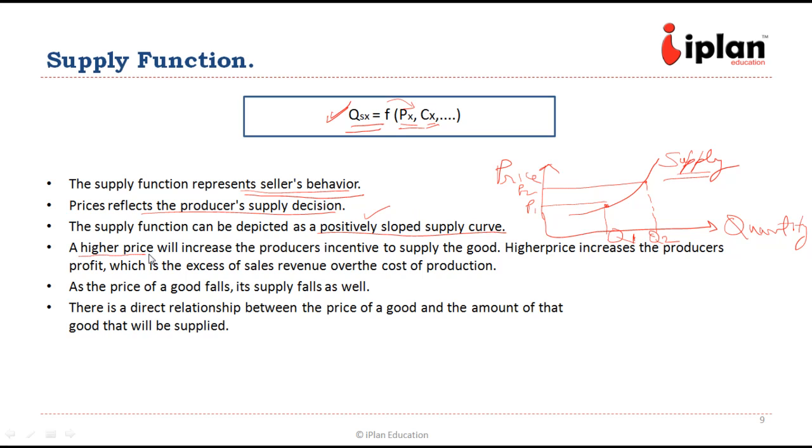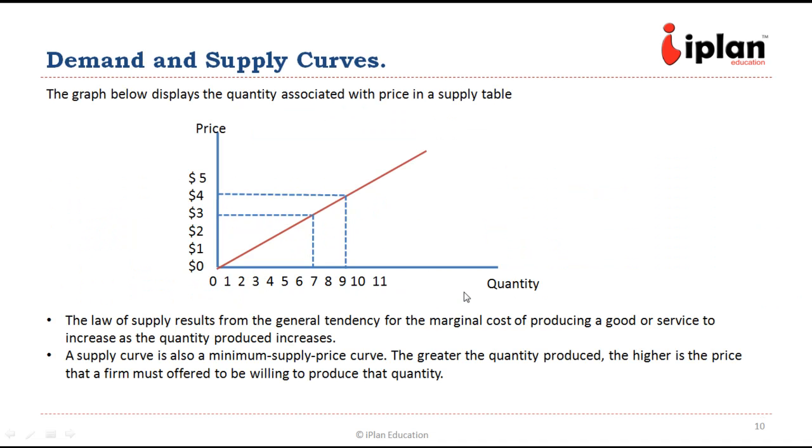Since the higher price gives us more incentive to supply more quantity, it increases the profit and sales revenue. And on the other hand, if the price of goods falls, the supply falls as well, because the producers do not have sufficient incentive to produce more. So there is a direct relationship or positively sloped curve. If we look at this curve, this is upward sloping, which also indicates the law of supply, which says there is a general tendency for the marginal cost of a company for producing a good to increase as the quantity produced increases. For a higher number of products, the marginal cost is going to be higher.